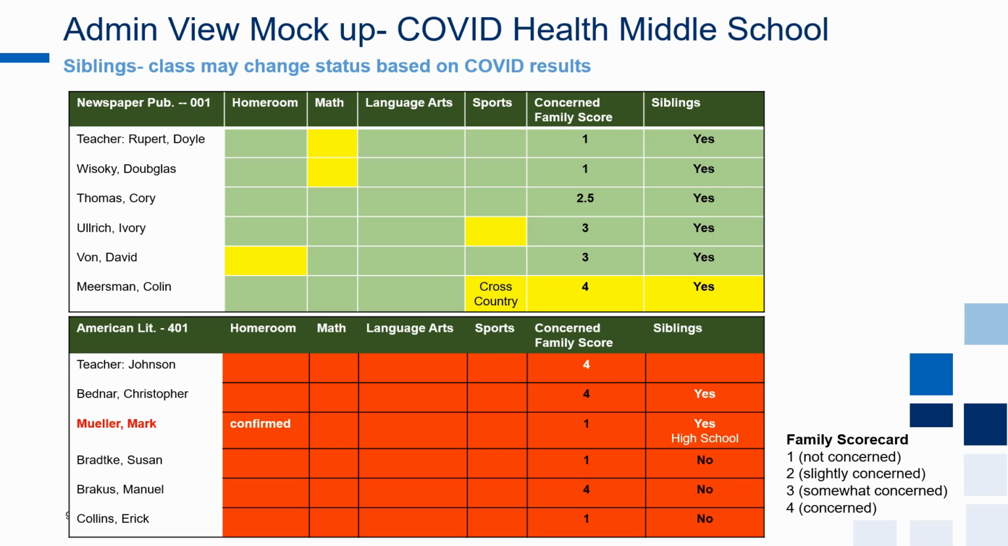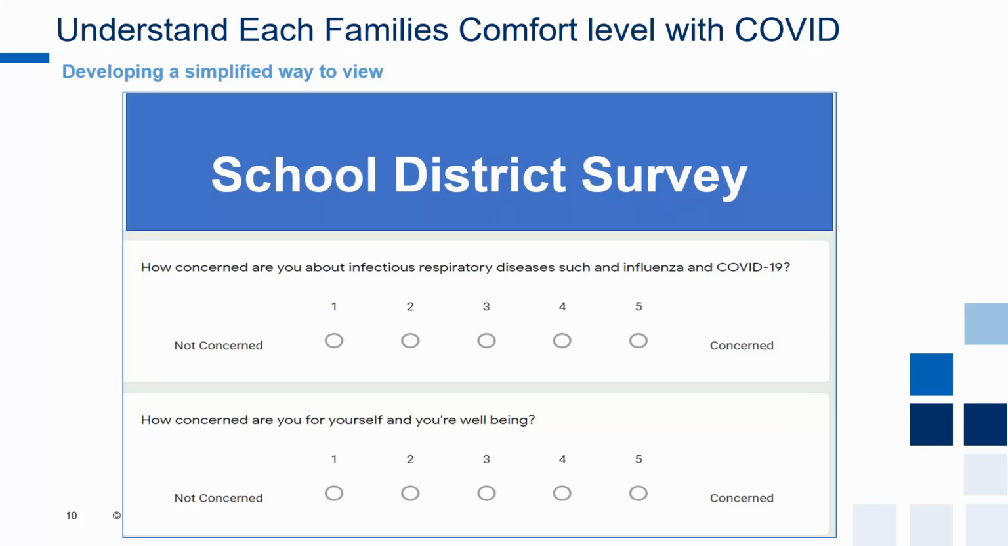So what we've done right now is we've gone all the way down to a somewhat intimate level of detail where you might actually consider sending out a survey. How concerned are you about infectious respiratory diseases such as influenza? How concerned are you for yourself and your well-being? And we've got a series of roughly 10 questions that may allow us to calculate that and provide a higher level of understanding, sympathy, and ultimately communication and engagement as it relates to rolling out these plans.